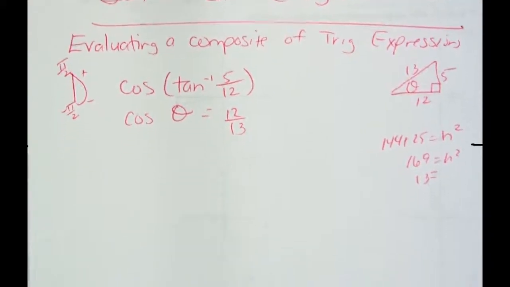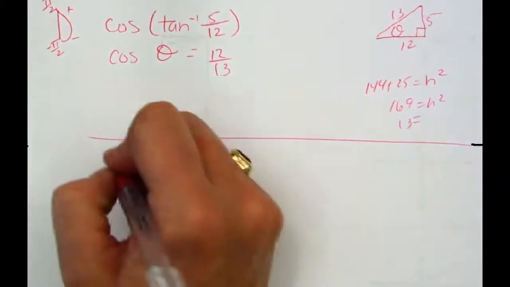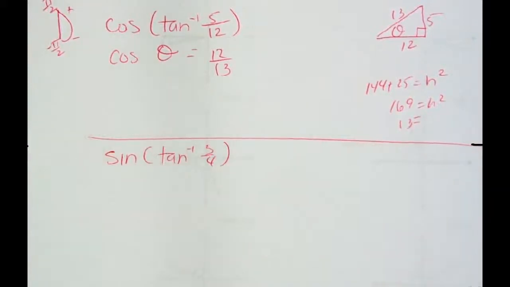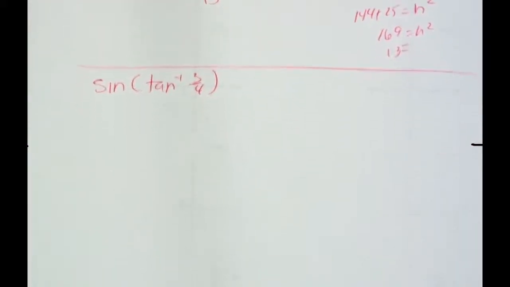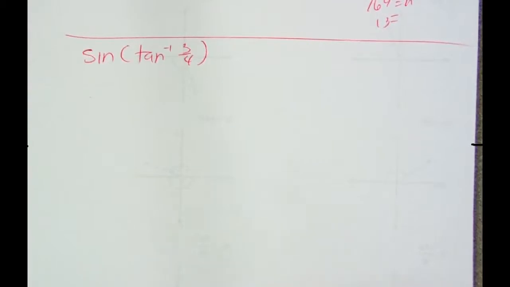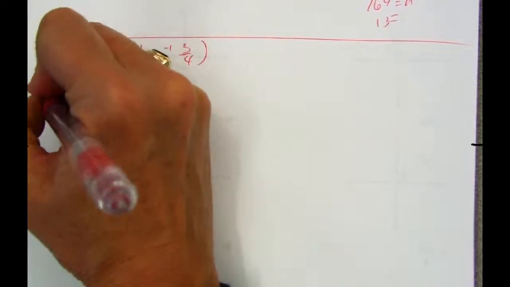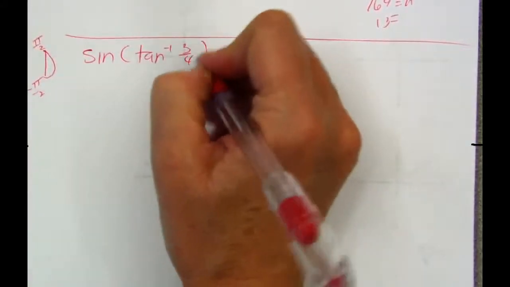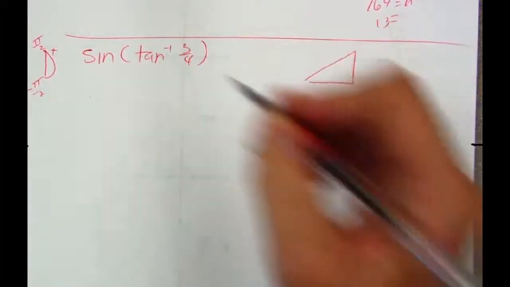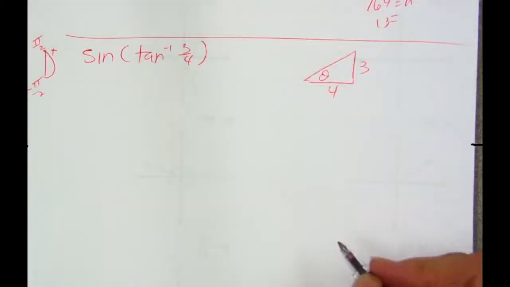Let's try it again. My first one is an inverse tangent, so I know my theta answer has to fall between pi over 2 and negative pi over 2. I know this is a positive ratio, so it's up here in quadrant 1, so I might as well make that quadrant 1 triangle because I don't know what that is. I'll put my theta, and the 3 is the opposite, the 4 is the adjacent.